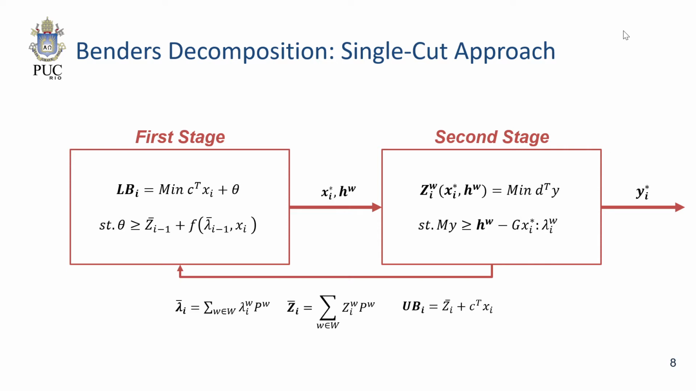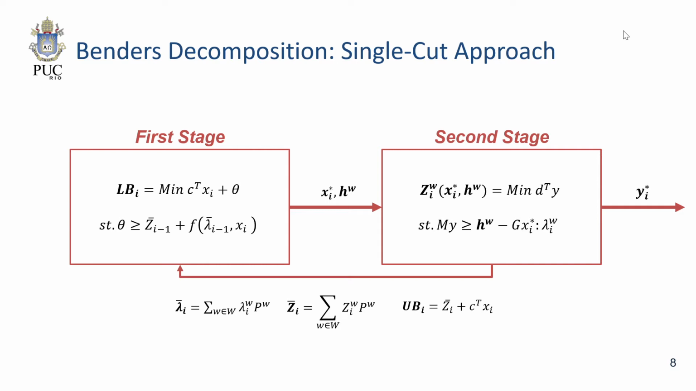So just looking at the single cut approach, we are going to look at a TEP problem in the following way, with the first stage and the second stage. The first stage here I present in the general format, but in the first stage we are looking at only investing or not investing in circuits, and the second part of the first stage is the theta, which has linear constraints associated with it that should be responsible to approximate the second stage cost function.